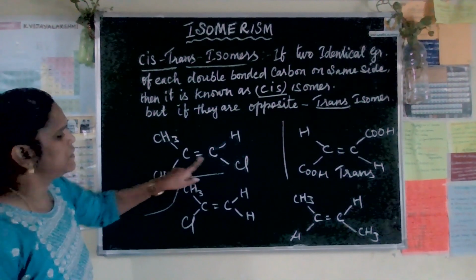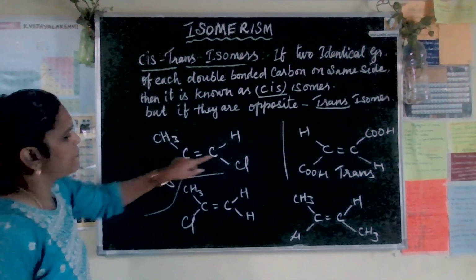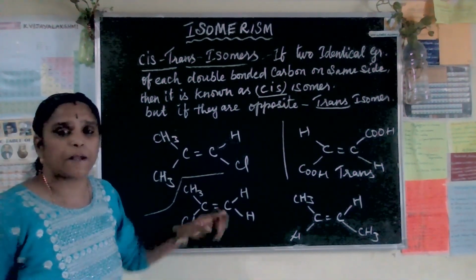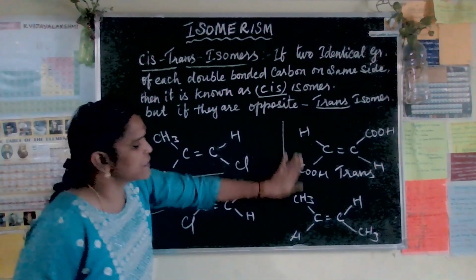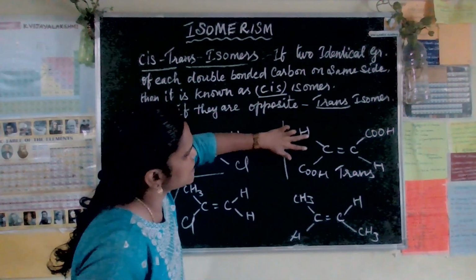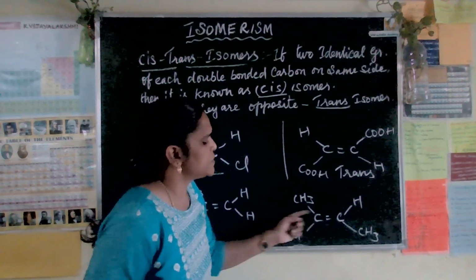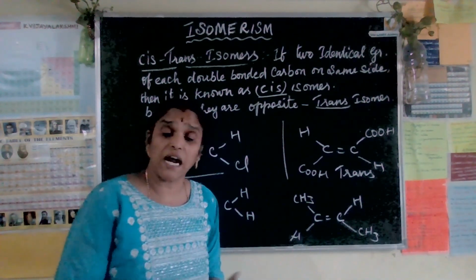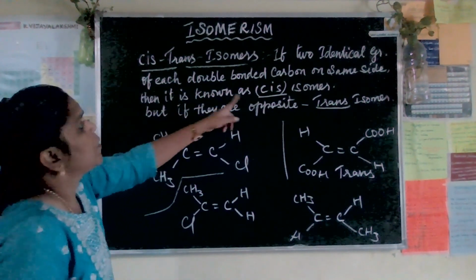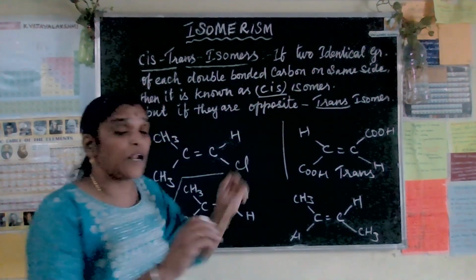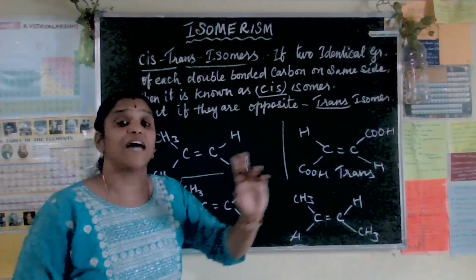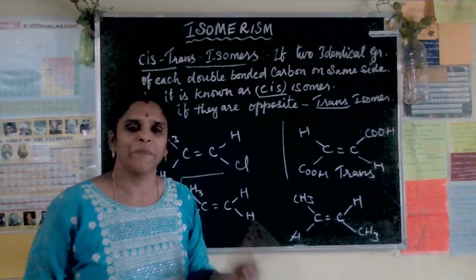Is it possible? Now in one, both the sides are the same, but here both the sides are opposite. Generally, see, like this it has to be. Both the sides should be equal. Opposite side is trans. So the identical groups should be on the same side. So that is the way we can identify cis and trans.